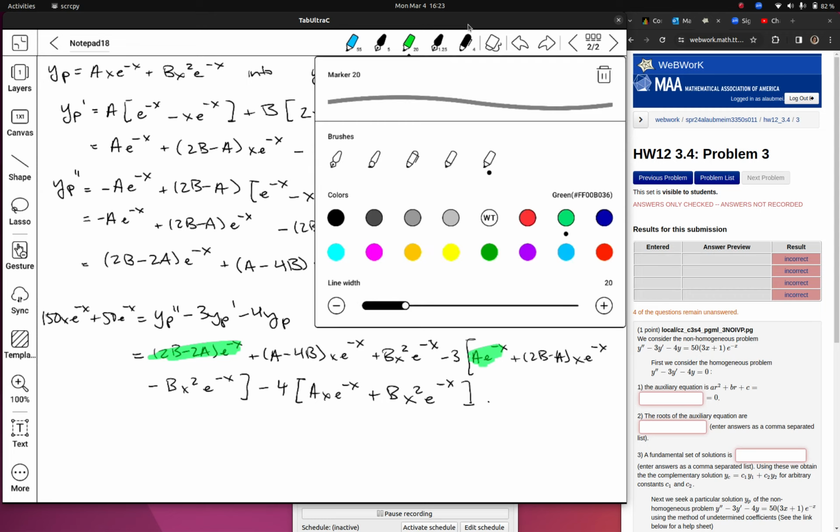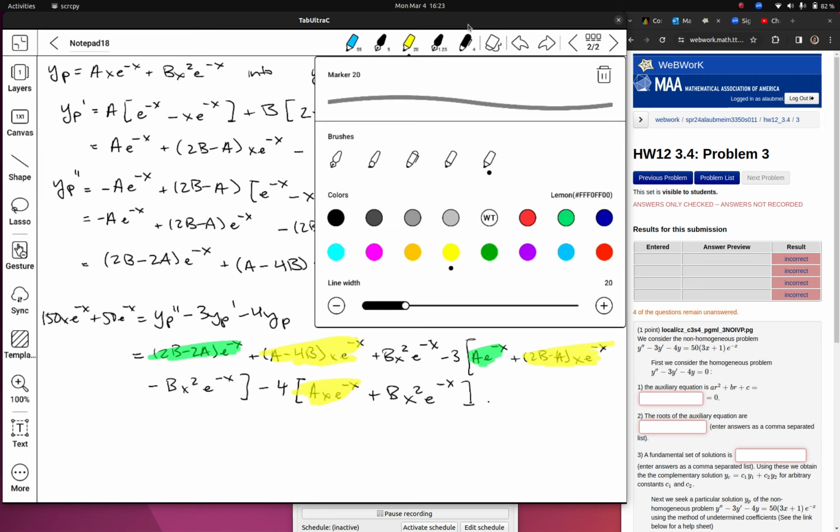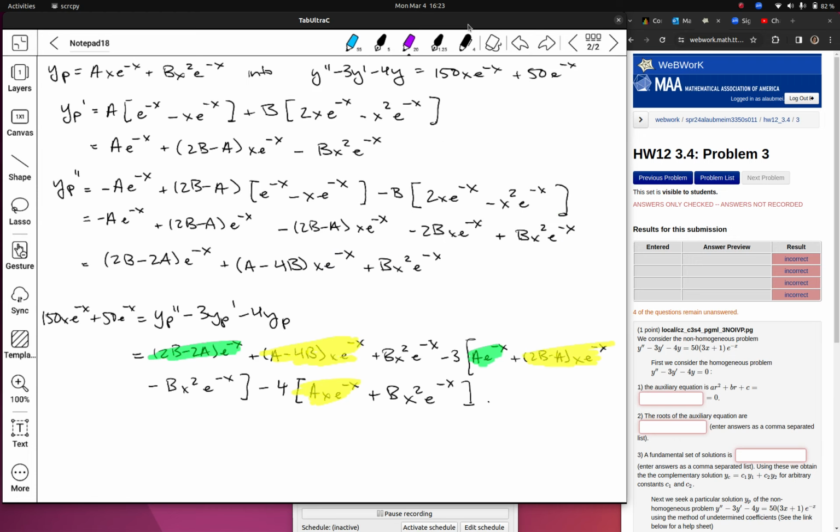And then let's do a different color for my x e to minus x terms. So there's an x e to minus x, there's an x e to minus x, there's an x e to minus x, and then lastly my x squared e to minus x. All right, so I'm just going to be combining, like in groups, those three different things I just made.